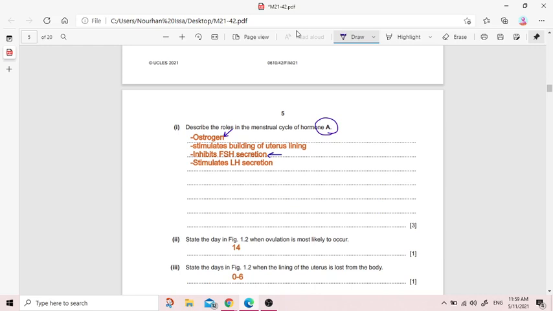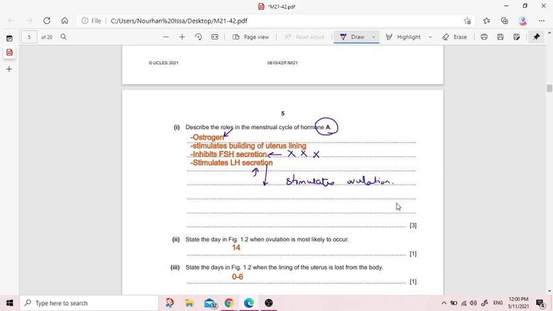Why does this happen? In order to prevent the development of multiple eggs at the same time. FSH stimulates the development of the eggs. So, in order to prevent the development of multiple eggs, when there is estrogen, FSH is stopped. Okay. What else? It also stimulates LH. What does LH do? It stimulates ovulation.